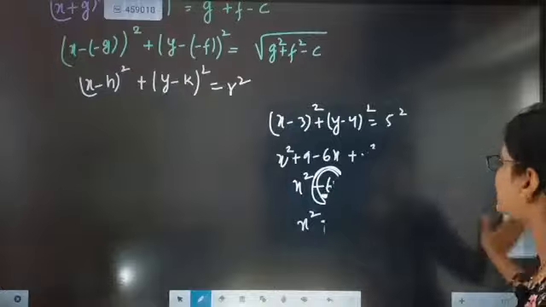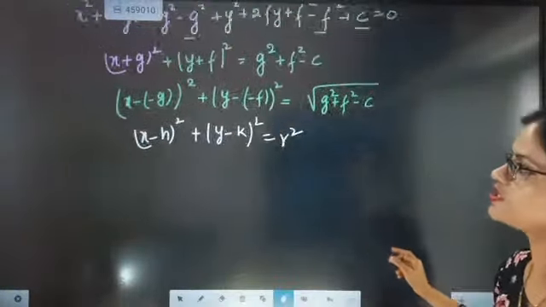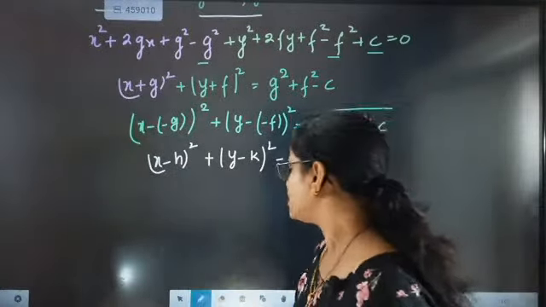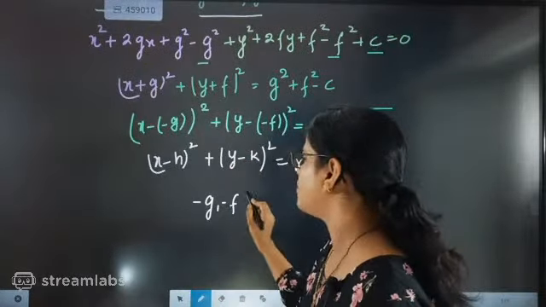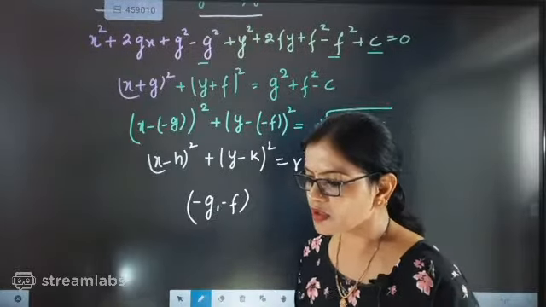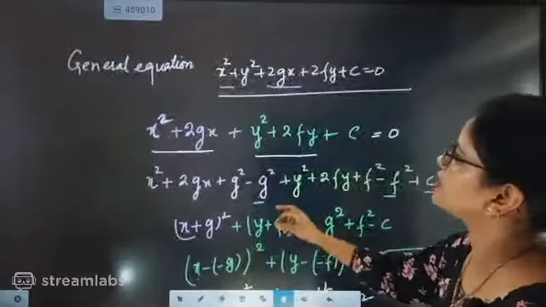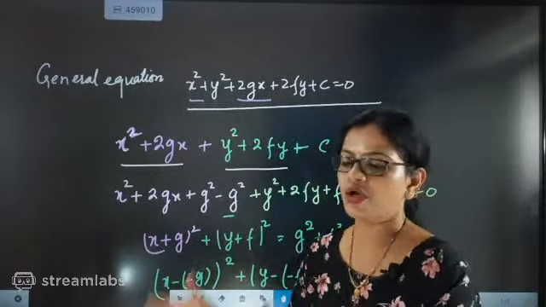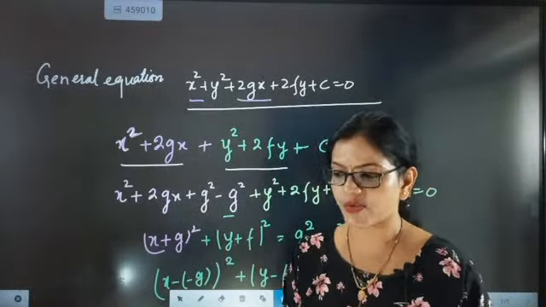I don't want anyone to mug anything, I am just discussing this and I want you all to remember this section. So if somebody asks you what is the center of the circle, you are going to say minus g and minus f. For the general equation, I am going to explain it one more time, Gautam. The equation of the circle is x square plus y square plus 2gx plus 2fy plus c equal to 0. This is the general equation of the circle.